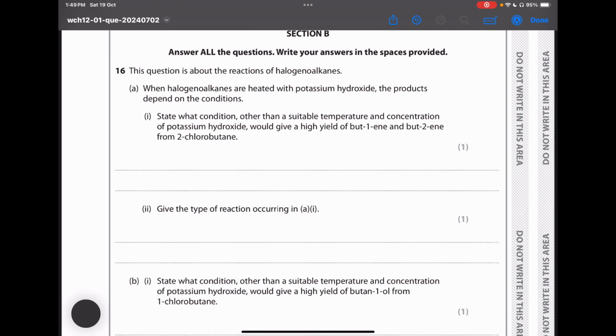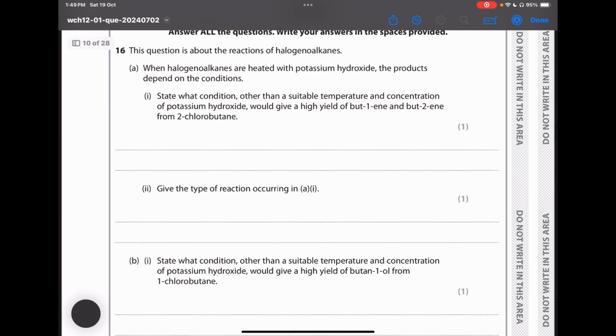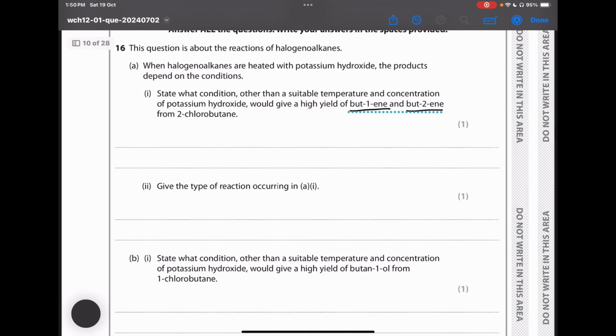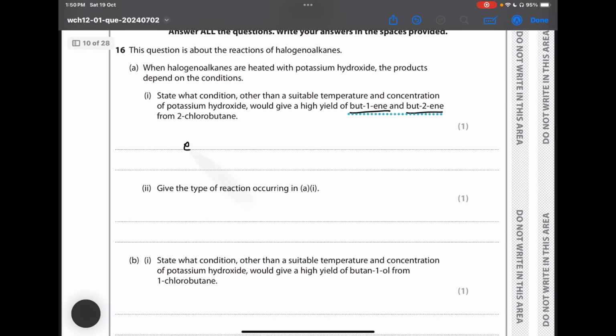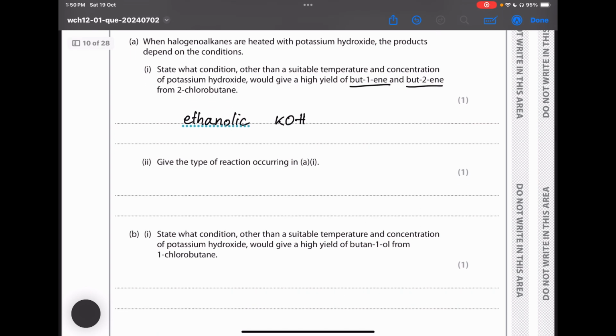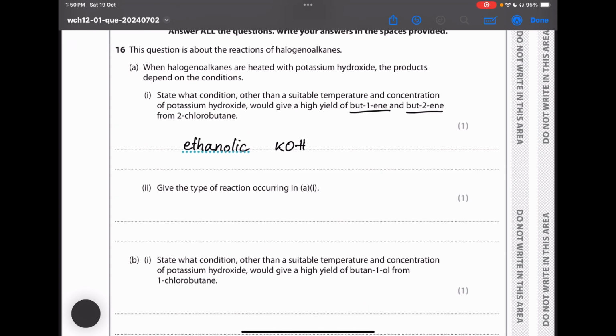So the first question is about the reactions of halogenoalkanes. When halogenoalkanes are heated with potassium hydroxide, the products depend on the condition. State what condition other than suitable temperature and concentration of potassium hydroxide would give a high yield of butene and butadiene. To get butene and butadiene, we need to add ethanolic potassium hydroxide. If you add it in terms of ethanol, then they will be producing alkenes.